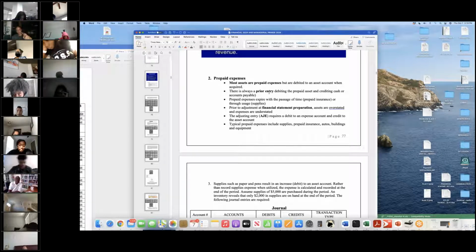When we have a prepaid expense, there's always a prior entry to buy the asset. Prepaid expenses, they either expire with the passage of time, or through usage. So you have some like prepaid insurance, that go by time. You have others like supplies that are utilized based on usage. If you don't make the adjustment, the assets are overstated and the expenses are understated, as we talked about for supplies.